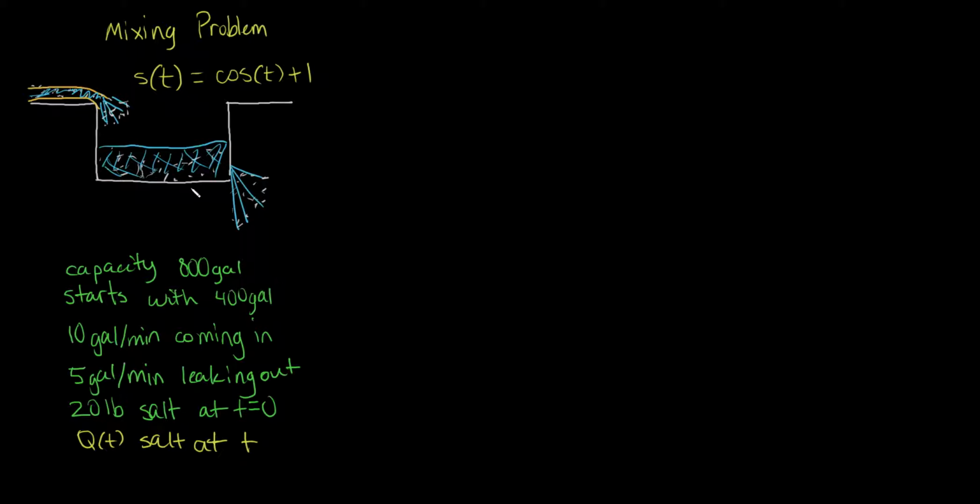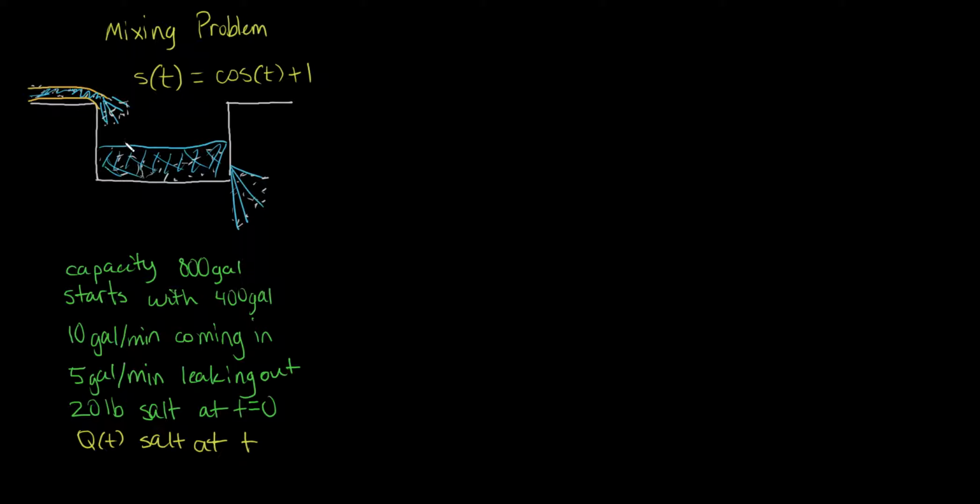Not only do you have salt leaving at a rate that is dependent on how much salt is in the pool, that's the leak. You also have salt coming in, that's dependent on what the time actually is. So this is an intricate problem here, but we can write it fairly easily as a differential equation. So how could we write this as a differential equation?